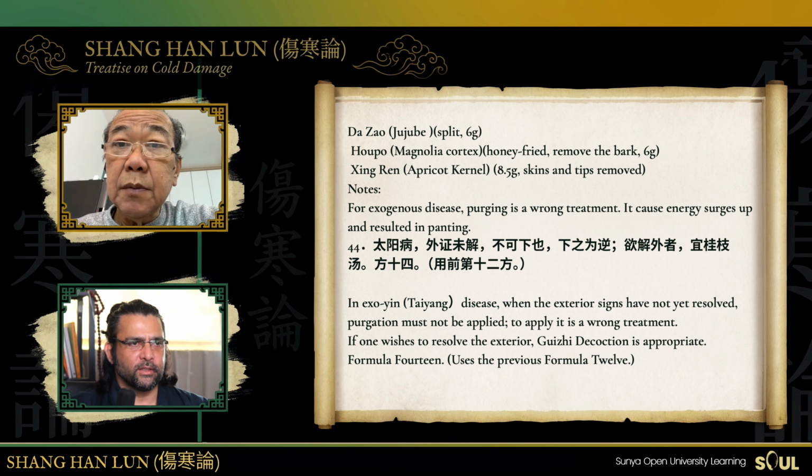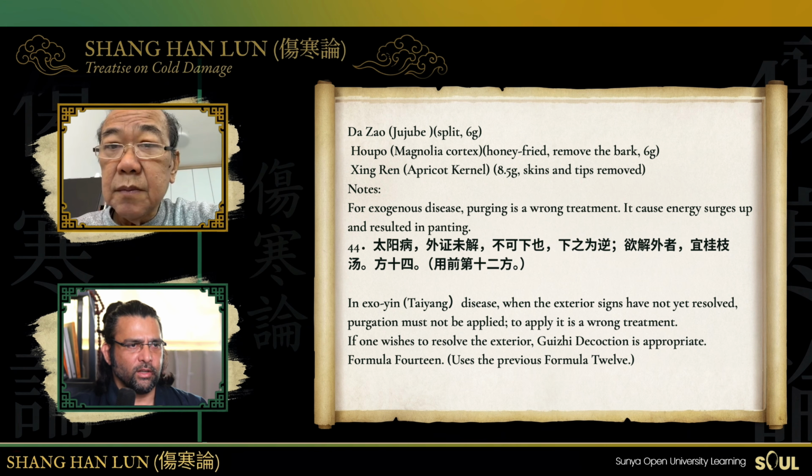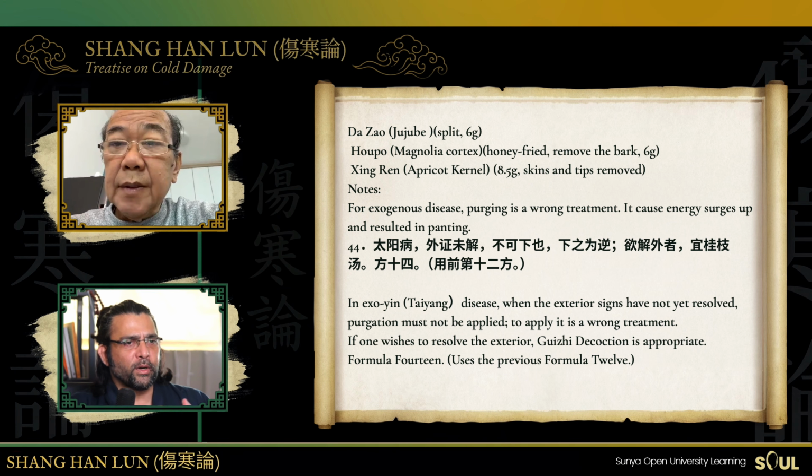That's a great lesson. In Exogenous verse 44, in exogenous disease, when the exterior signs have not yet resolved, purgation must not be applied. To apply it is a wrong treatment. If one wishes to resolve the exterior, the Guizhi decoction is appropriate. Rather than doing purgation, use Guizhi, which is cinnamon.